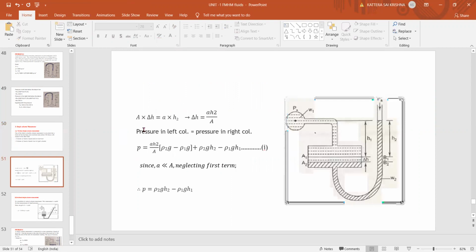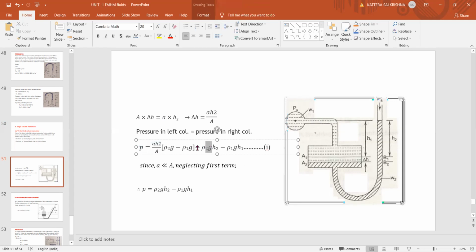This is the derivation part which we have. So this is the area of the reservoir, the cross-sectional area of the reservoir. This is the cross-section of your small tube. We need to know this formula for solving the problems on this. That is, P is the pressure in the tube that we are going to find. So pressure P equals a H2, where a is the cross-sectional area of the tube and H2 is the value of this reading above the datum line, into rho 2 g minus rho 1 g, plus rho 2 g H2 minus rho 1 g H1.